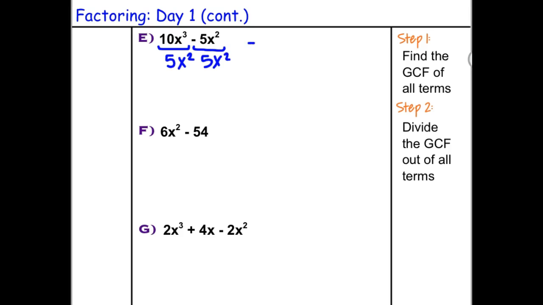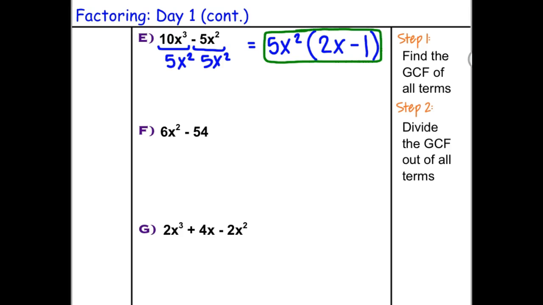The one thing you have to remember is nothing disappears. There is no equal sign. Therefore, the 5x squared isn't disappearing. It's coming to the outside of a set of parentheses that we're now throwing in. 10x cubed divided by 5x squared is 2x. And negative 5x squared divided by positive 5x squared is negative 1. So my fully factored answer is going to be 5x squared times the quantity 2x minus 1.